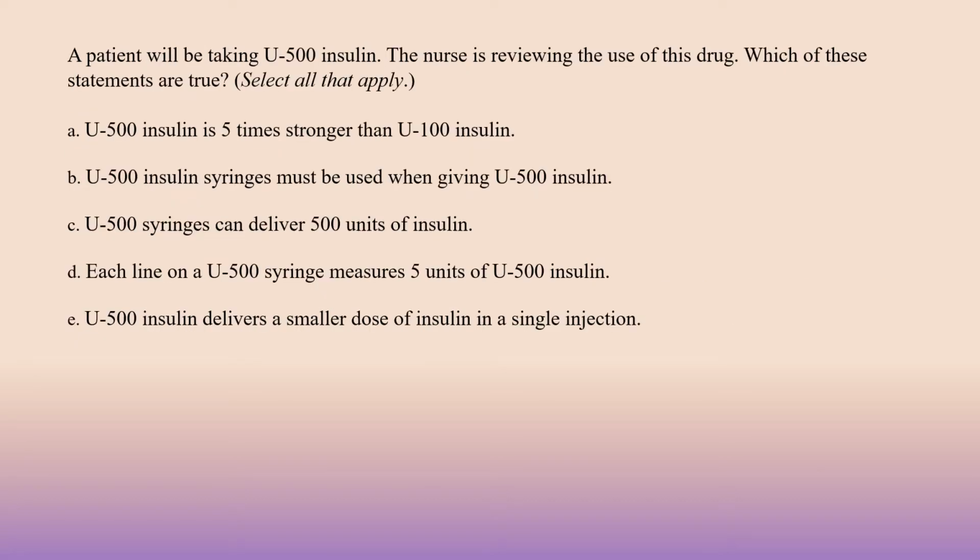A patient will be taking U-500 insulin. The nurse is reviewing the use of this drug. Which of these statements are true? Select all that apply. A. U-500 insulin is 5 times stronger than U-100 insulin. B. U-500 insulin syringes must be used when giving U-500 insulin. C. U-500 syringes can deliver 500 units of insulin. D. Each line on a U-500 syringe measures 5 units of U-500 insulin. E. U-500 insulin delivers a smaller dose of insulin in a single injection.